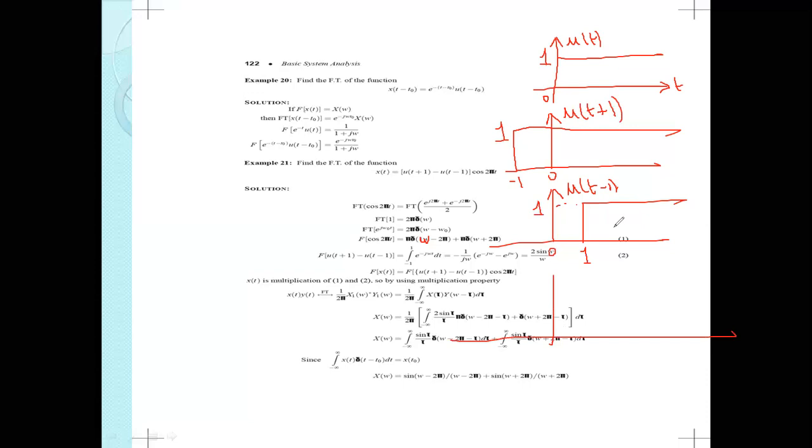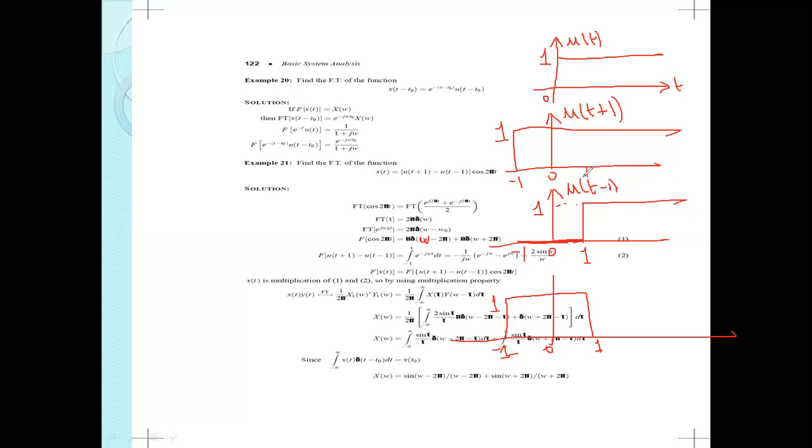Subtract the two functions here. From minus 1 to 0 and 0 to 1, the value of the second function is 0, so u(t+1) minus this function is 1 minus 0, which is 1 only. So from minus 1 to 0 to 1, the magnitude is 1.